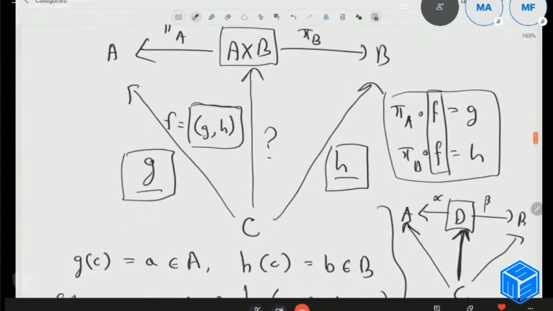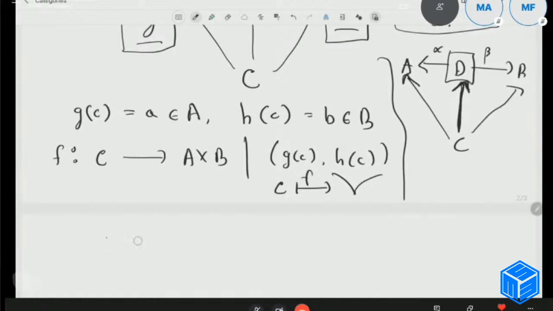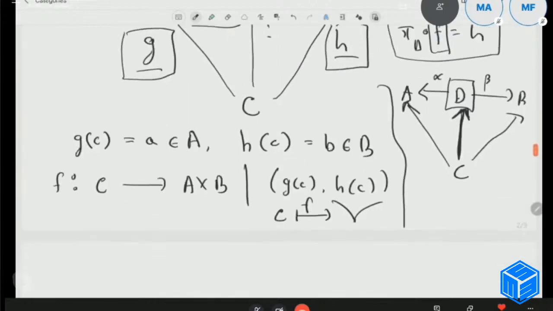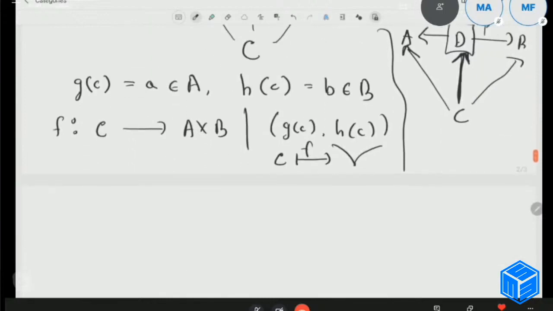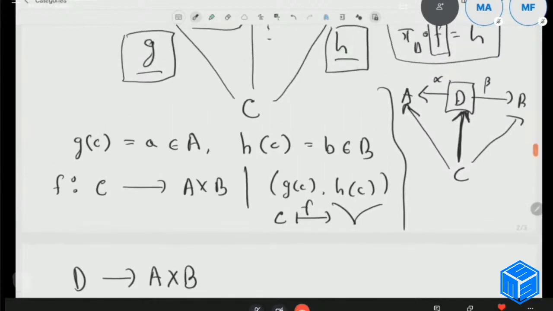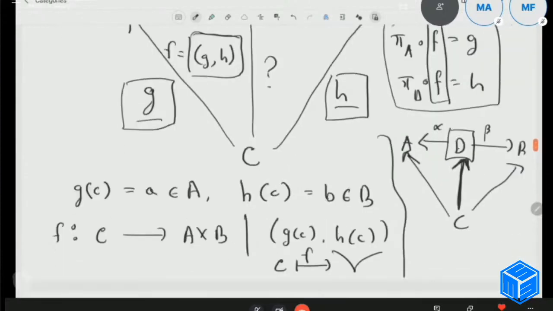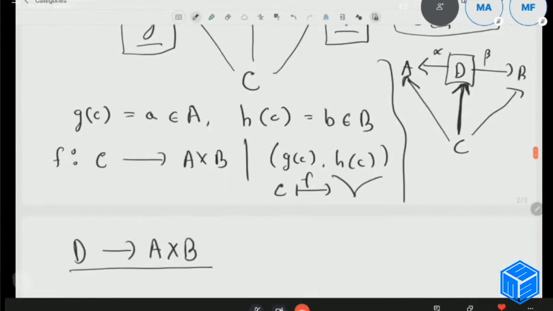What's the rough idea here? Forget injections too. We want to define a bijection from D to A cross B. D satisfies this property right over here: maps into D are in one-to-one correspondence with pairs of maps into A and B. A cross B also has that property. Now we want to construct a bijection from D to A cross B. Let's call this map gamma.